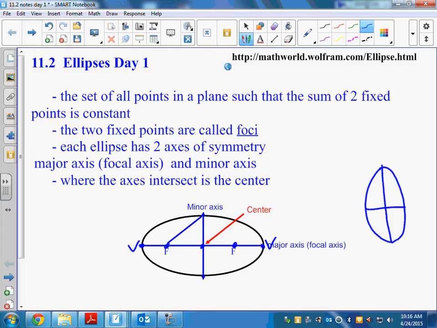So again, I'm going to give you two sets of equations. One, if it's centered around the origin, because it's a lot easier to see those. But it's not all going to be centered around the origin, so if it's centered somewhere else, we're going to call that h and k. But I want to give you the important pieces from this.